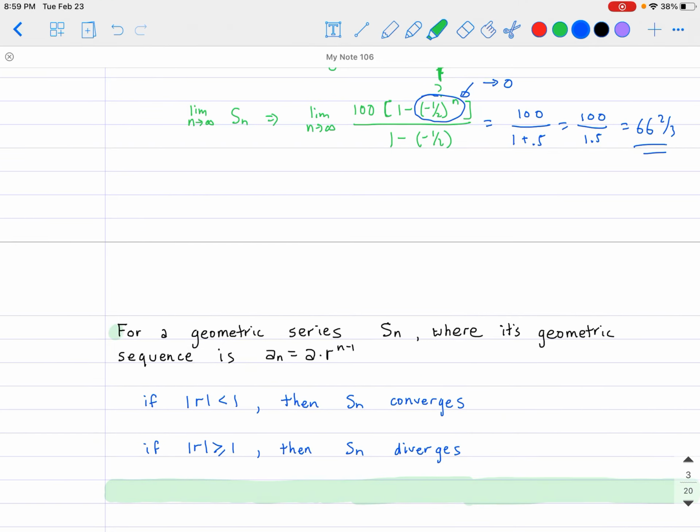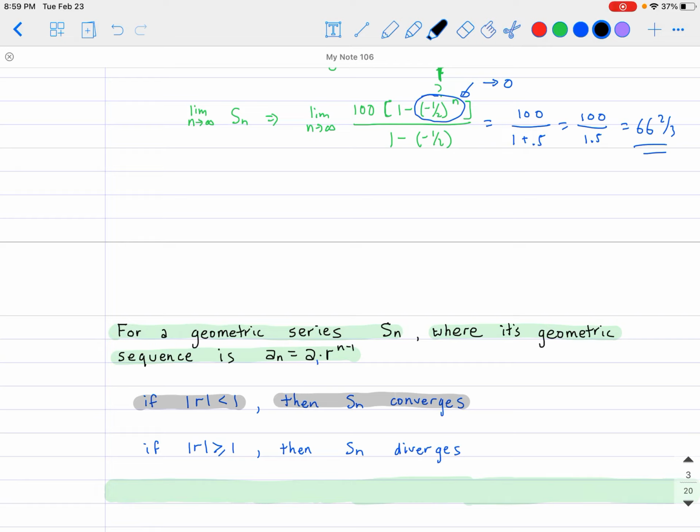For a geometric series S of n, where its geometric sequence is denoted as a of n equal to a of 1, let me sneak that 1 into there, a of 1 times r to the n minus 1, if your ratio, the term that you're multiplying in order to get from one term to the next, is between -1 and 1, so if the absolute value of r is less than 1, then I'm going to say that the series converges according to what we just did as a problem.